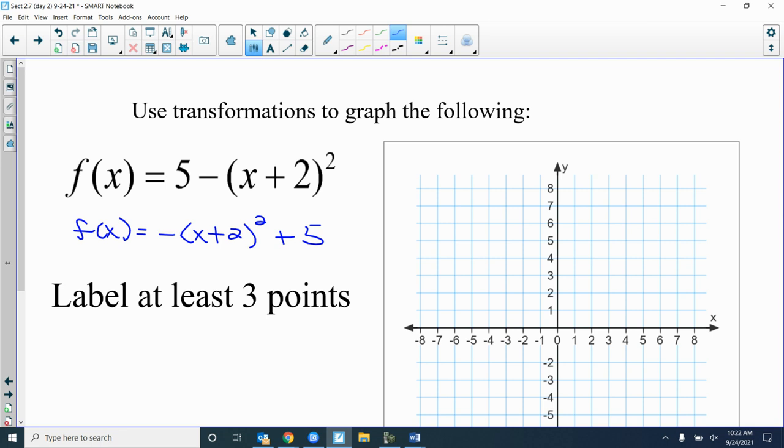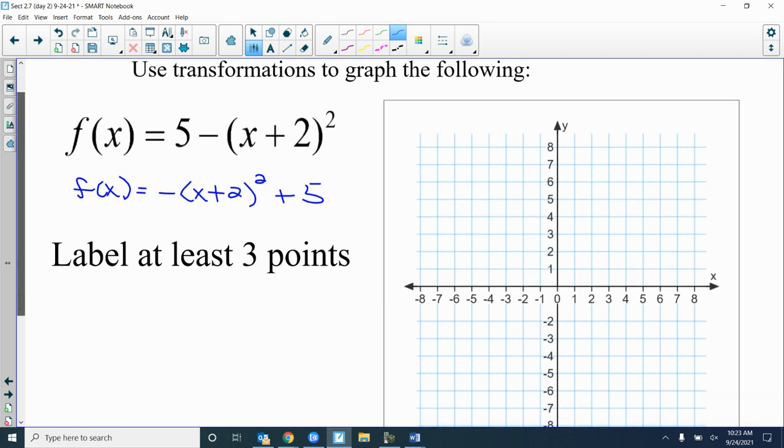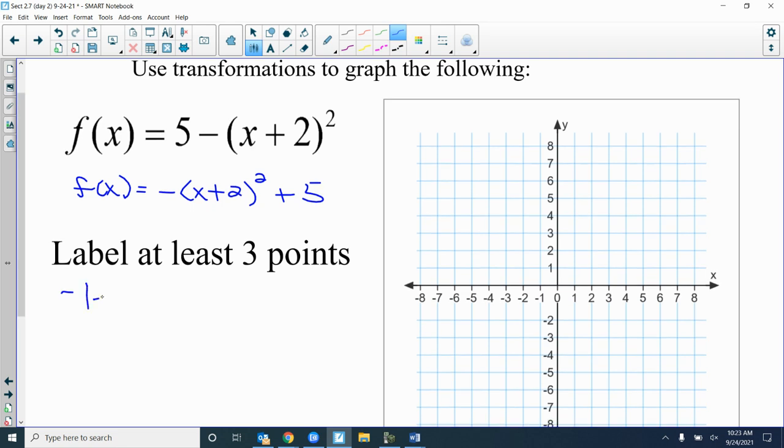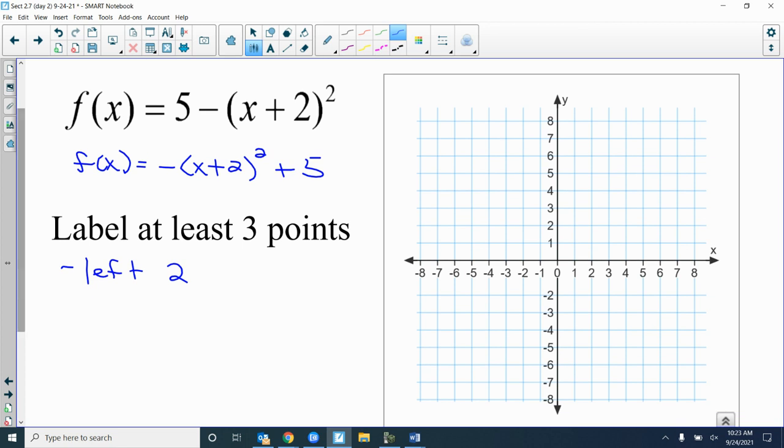Is there a horizontal shift? Dakota, we'll go with you. Yes. Which way? Up 5. That's not horizontal. Horizontal, yeah. Left 2. Left 2, that's horizontal. Good. So left 2. And if you try to do the vertical first, then it'll be all jacked up.